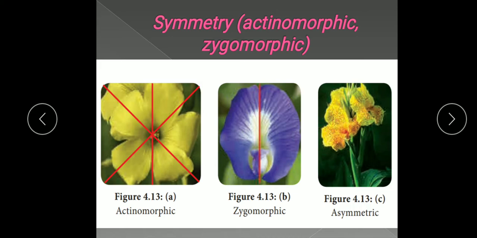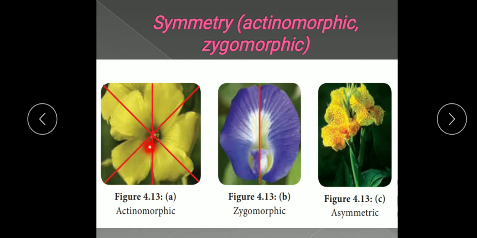Means you can see, when we divide this flower into two equal halves by a vertical section passing through the center in any plane, we get two equal halves. So when we divide this flower in this plane, it passes through the center of the flower and we get two equal parts.